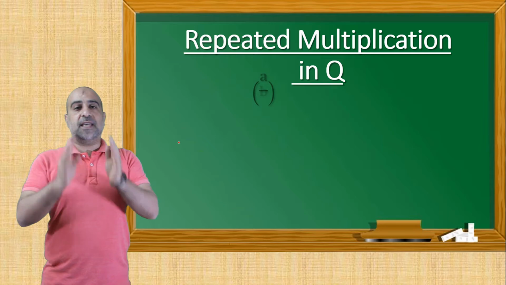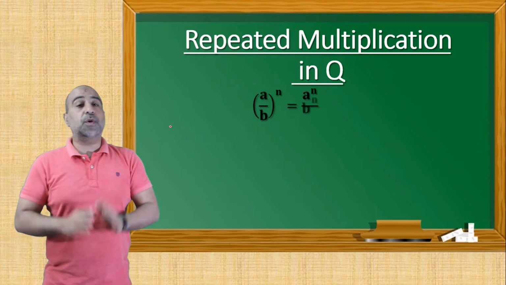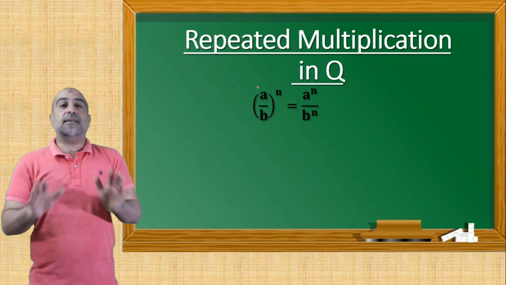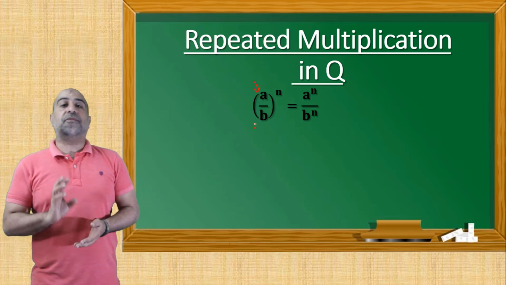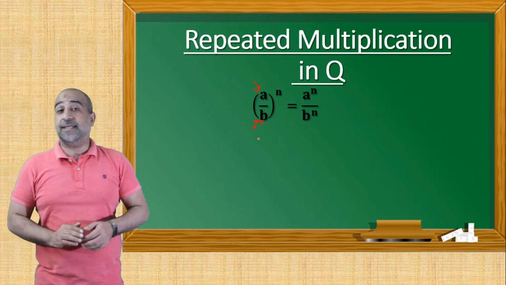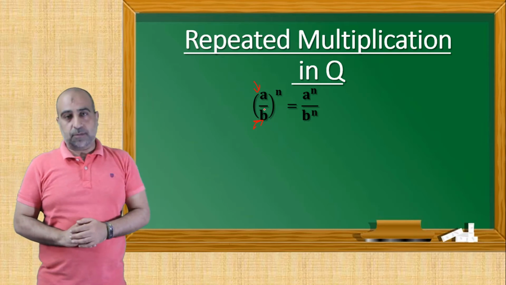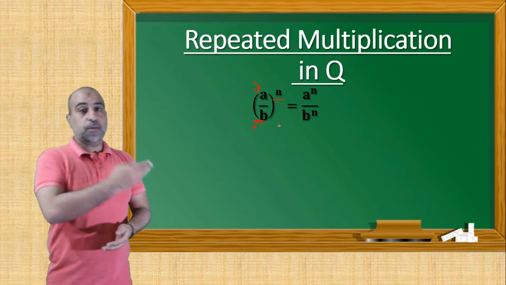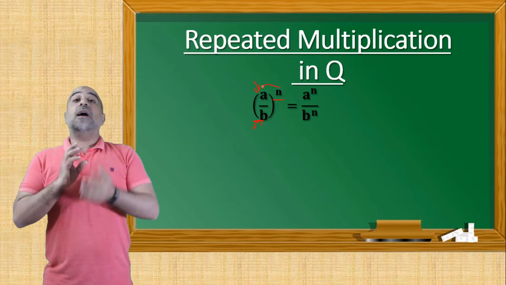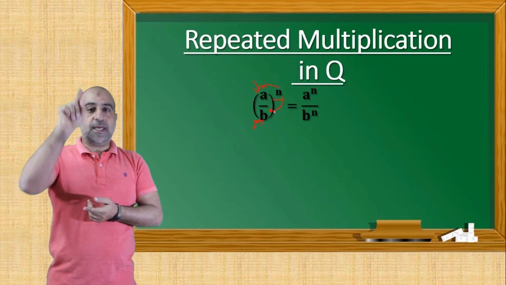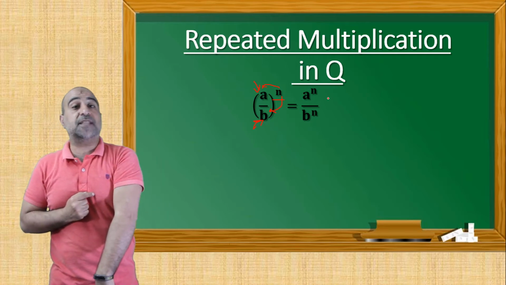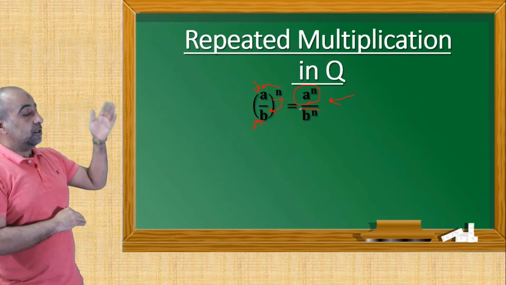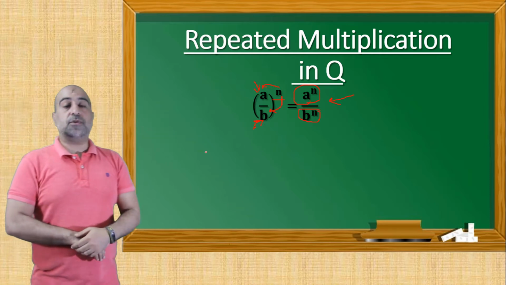Let's do the same thing on Q, which refers to the set of rational numbers. A rational number is a number which we can put in the form of a over b. It means it has a numerator and a denominator. Just like (a/b)^n, the power n applies to the numerator first, and second to the denominator. Then the result will be a^n over b^n.